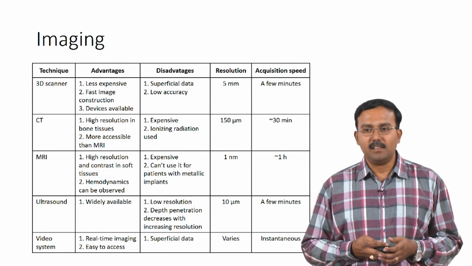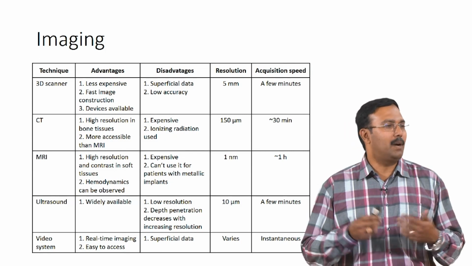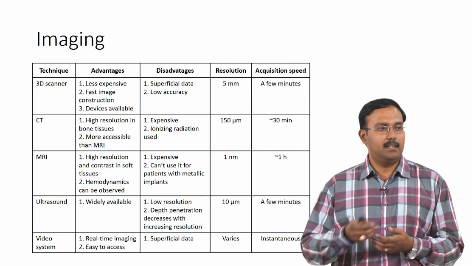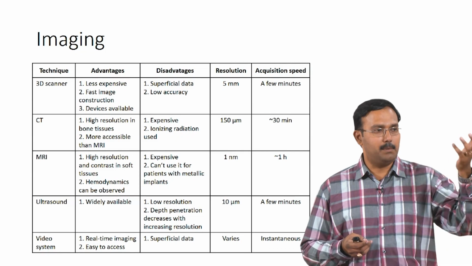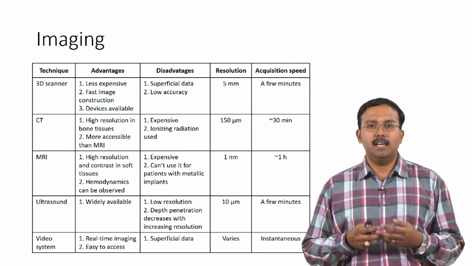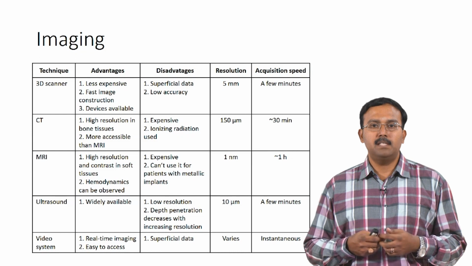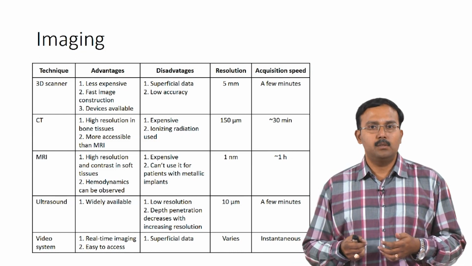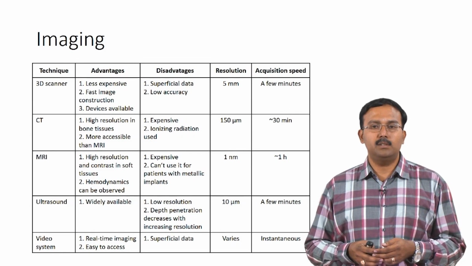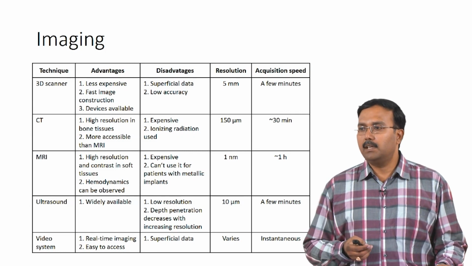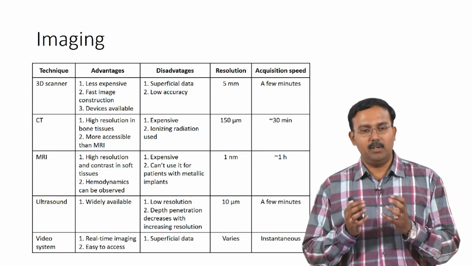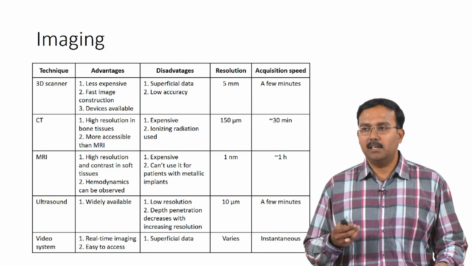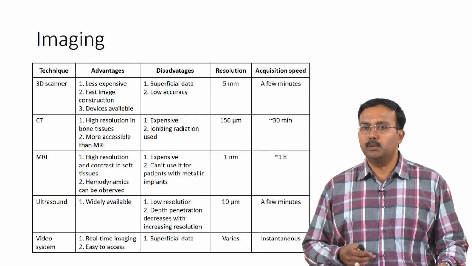Ultrasound is a more widely used technique. It is quite easy to use. You just use a small scanner and you can scan the person and see the tissue. It has low resolution. Depth perception can decrease if you increase the resolution. It has about 10 micrometer resolution and can take a few minutes, but it gives only outer structures. Inner structures can become very difficult because the resolution gets poorer as you go deeper.